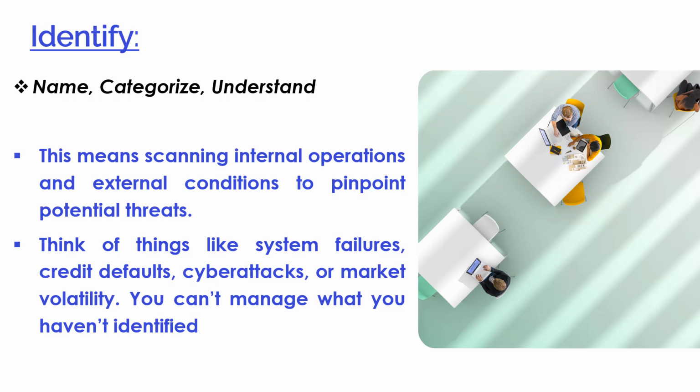So think of things like system failures, the credit default, cyber attacks, market volatility, which mostly apply to the financial services industry, but risk cuts across all industries, regardless of the industry you're in. I'm sure that as an organization, you can be faced with both internal and external sources of risk, which need first to be identified before you can manage them. So brainstorming, just ensuring that there's stakeholder engagement. These are all ways of just being able to identify the risks and now being able to clearly name them, categorize them, and understand them.